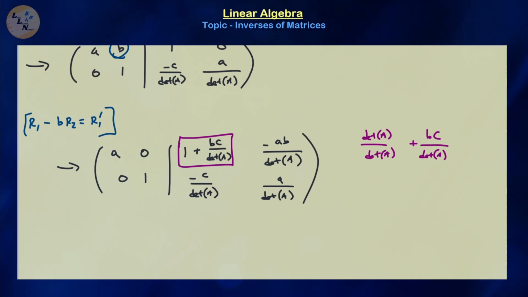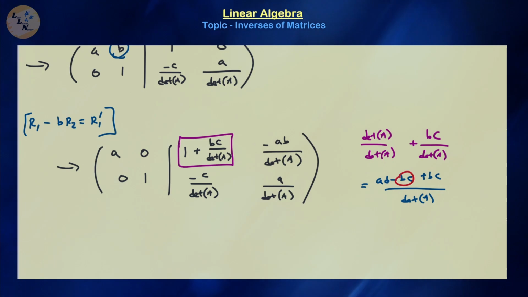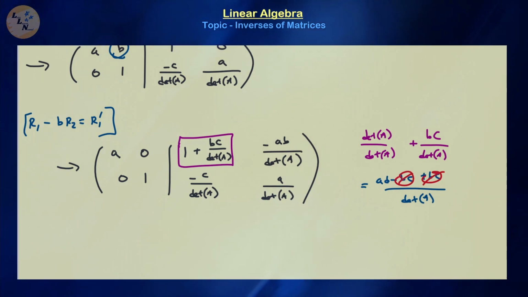So once we have that, what are we going to have? Remember, the determinant of A is just going to be equal to AD minus BC, and then we're going to have that BC located there. And notice that these BCs are going to cancel. Okay, so that's pretty nice.